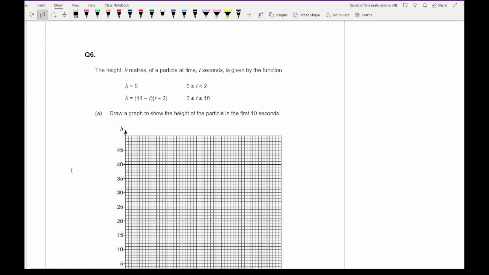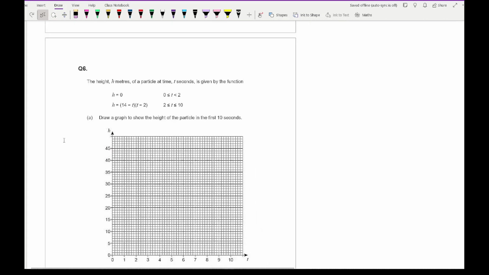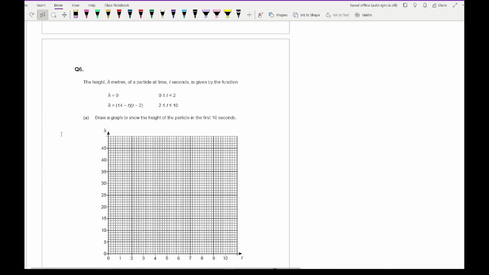Moving on to question 6, it says that the height h meters of a particle at time t seconds is given by the function. And the question is saying to draw the graph to show the height of the particle in the first 10 seconds. So for this, what I need to do is, first of all, zoom out so I can see both the function and the graph. Now for this, what we need to do is use this scale and then use this function to find the y.